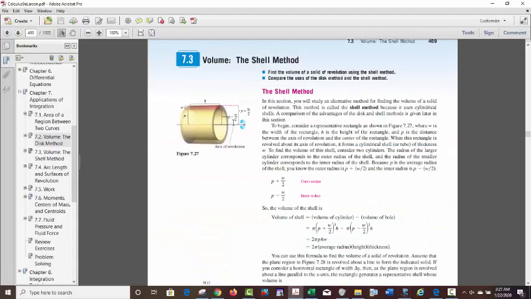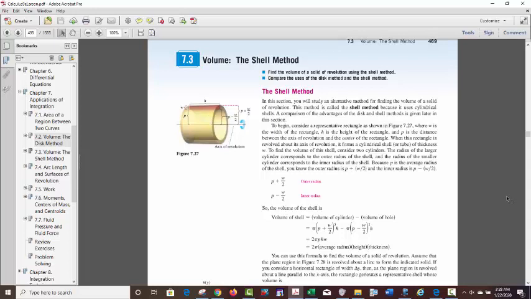Now, the shell method, let me switch over to an image from the book, is a tubular type of idea where it'll use infinitely many little tubular shells like this to come up with the volume. I'll skip all the development on this. One of the key differences you'll see is that the representative rectangle, dx or dy, is parallel to the axis of revolution for this method, where it was perpendicular before.